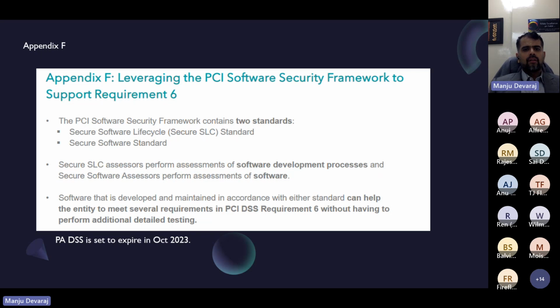Now, software that is developed and maintained in accordance with their standard can help the entity to meet several PCI DSS requirements. But nowhere in PCI DSS 4.0 are they saying you need to have the software certified through one of these SSF framework standards or anything. There is no force, there is no compulsion, anything there. Okay, but it will help. It will help is what it says, right? It says here, without having to perform additional detailed testing.